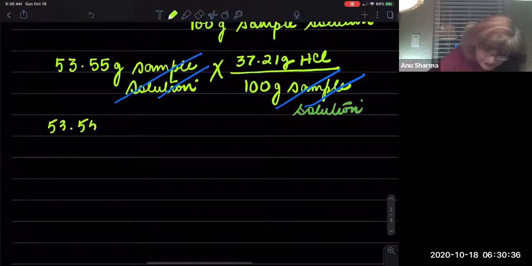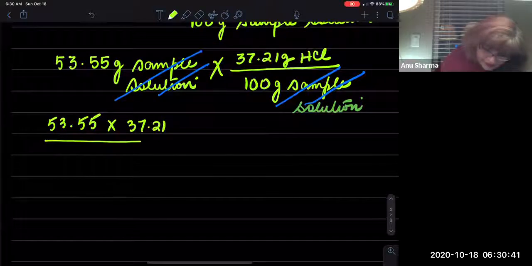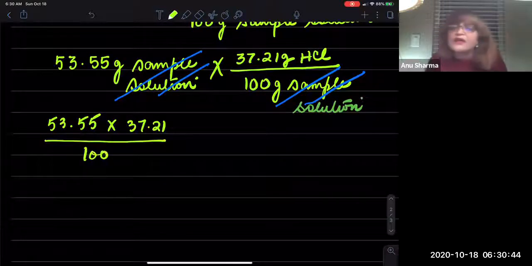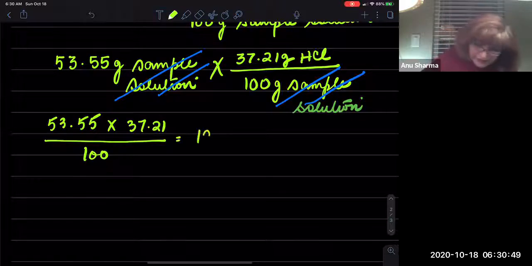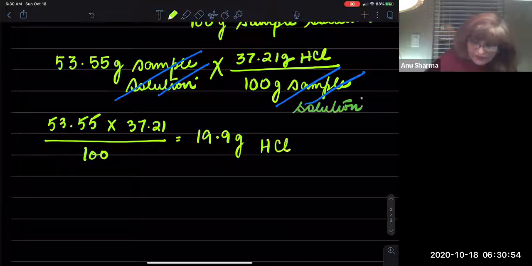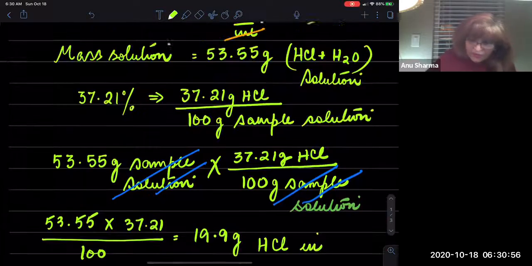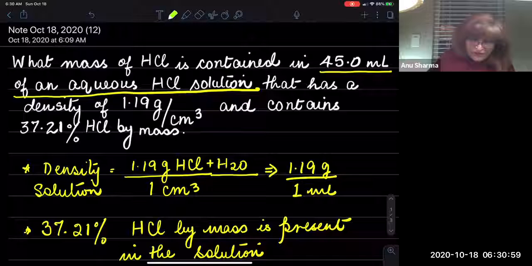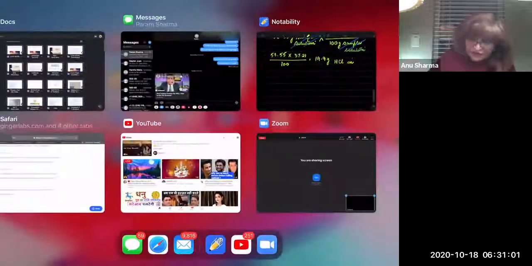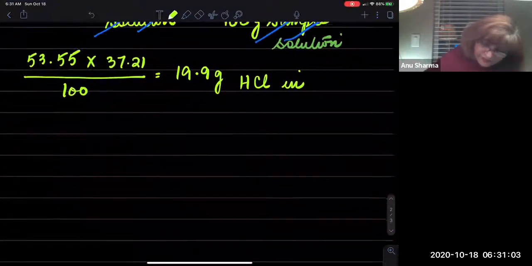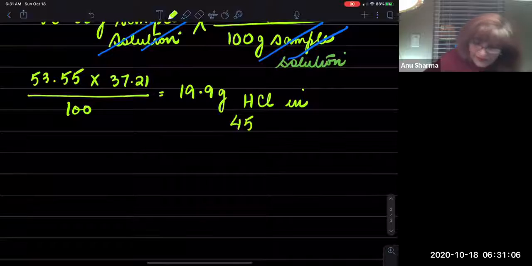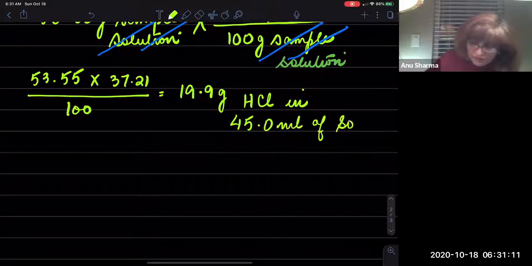You are left with only 53.55 multiplied by 37.21 divided by 100. Okay, so this should give you 19.9 grams of HCl is present in 45.0 milliliters sample of this aqueous HCl solution.